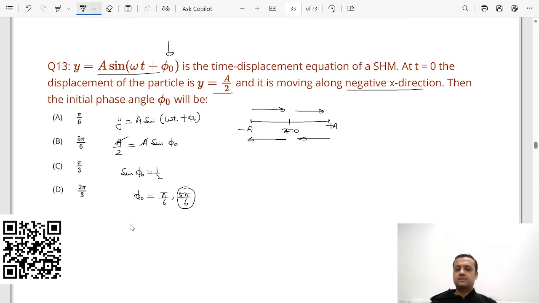You can also check this with the direction of velocity, because if you differentiate this, dy by dt, you will get the velocity. That will become A omega cos of (omega t plus phi naught). Now at t equals 0, the velocity will become A omega cos of phi naught. We know that the velocity was negative, so phi naught cannot be pi by 6, phi naught has to be 5 pi by 6. From here also you can understand.